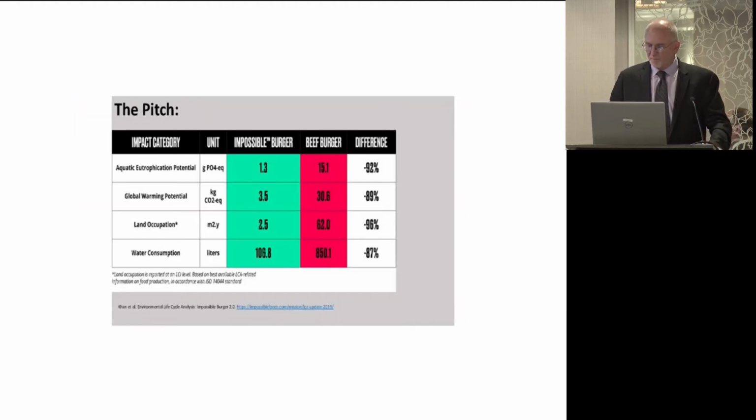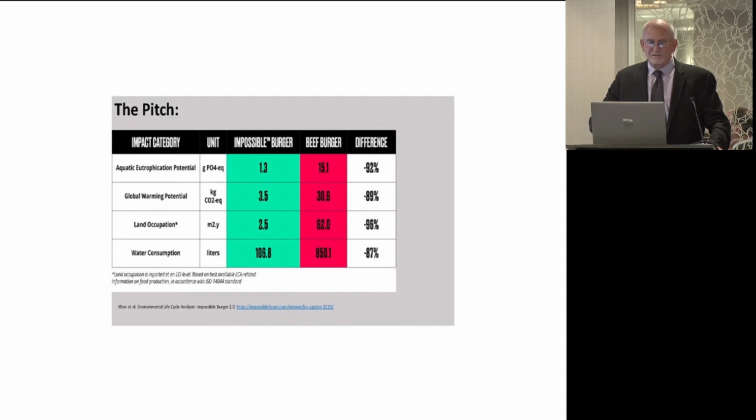This is from the Impossible Burger website, and the Impossible Burger website did a life cycle analysis, and from that they conclude that compared to beef, there's a 92% decrease in aquatic eutrophication. There's an 89% decrease in global warming potential, a 96% decrease in land, and 87% in water consumption. However, there's going to be some pushback as this comes back.